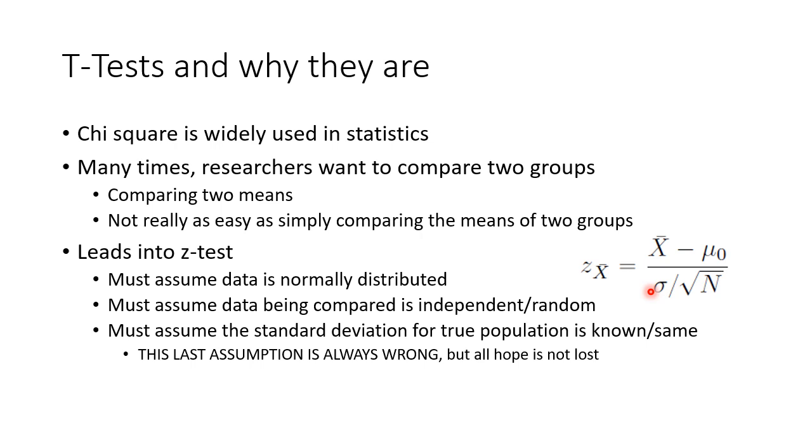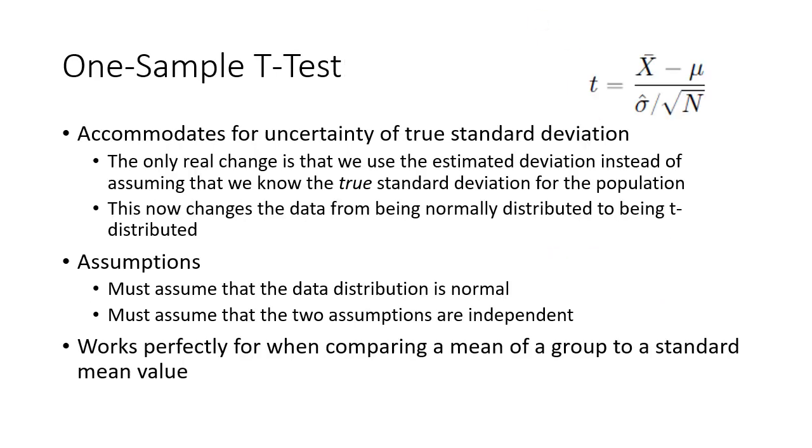Now, all hope isn't lost, because this is where the t-test comes in, essentially making up for the fact that we have to rely on an estimate. We now introduce the one sample t-test. The only difference between the z-test and the one-sample t-test is that we're essentially acknowledging the fact that we do not know the true population standard deviation, and hence we're working with the estimated deviation for the specific sample.